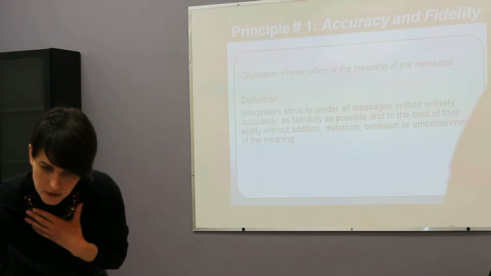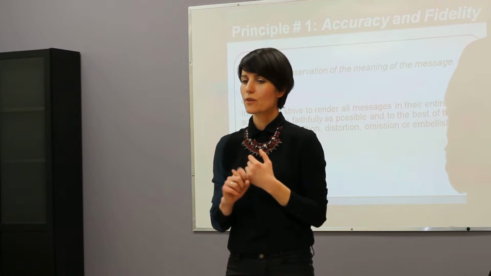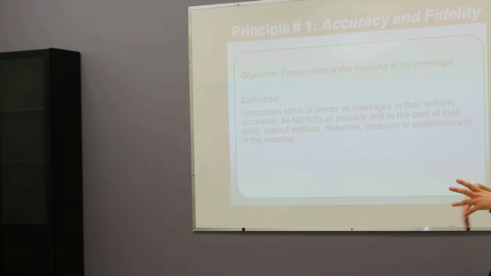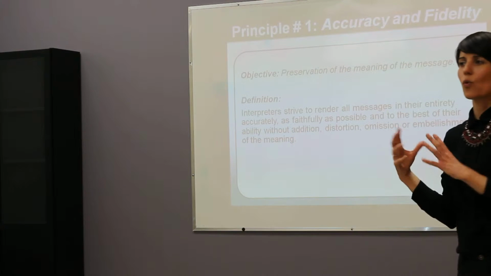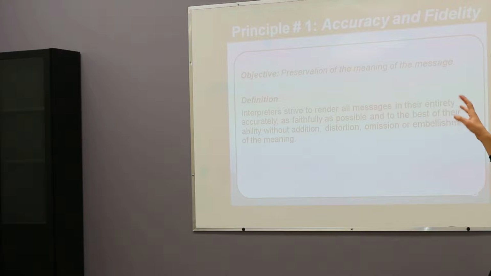So now, going back, we're talking about the 8 principles. The first one was accuracy and fidelity. Very quickly, you will have this on the slides, but just to go over it: to preserve the meaning of the message. This is very wordy, so I try to simplify what we mean. Interpreters try to render all messages in their entirety, accurate and as faithful as possible and to the best of their abilities, and this is very important, without additions.